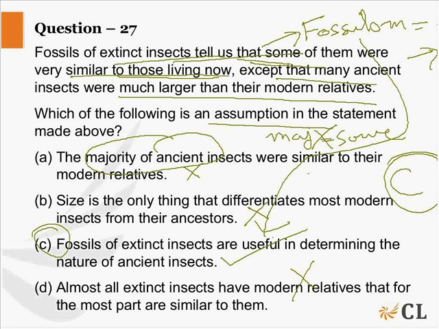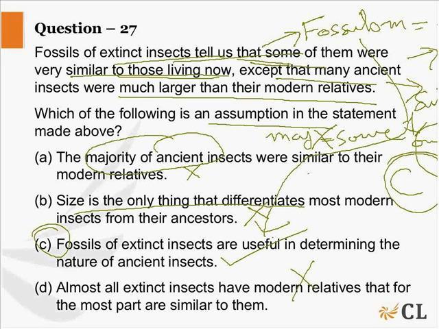Size is the only thing that differentiates. See, the passage is not saying that size is the only thing on which we can differentiate between the modern and the ancient insects. Although the passage is talking about size, I do not know whether it's talking about size as one of the factors or as the only factor. Definitely I cannot infer from the passage whether size is only one of the factors or the only factor.